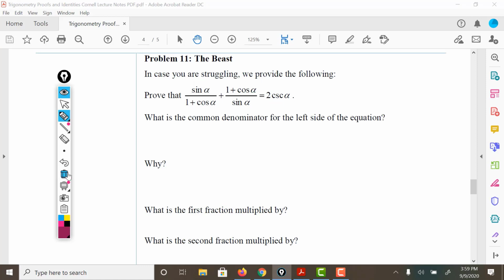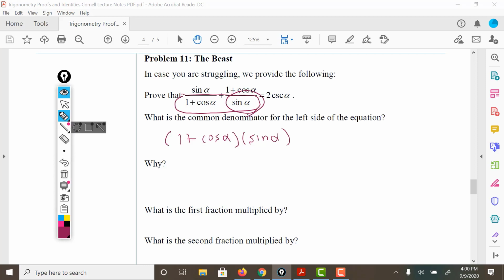Wow. Okay. So what is the common denominator for the left side of the equation? Looking at just the bottom, what is the common denominator going to be? Well, we need each part from the denominator. This part is missing the sine alpha. This part is missing the 1 plus cosine alpha. So I need both parts to make the entire denominator.